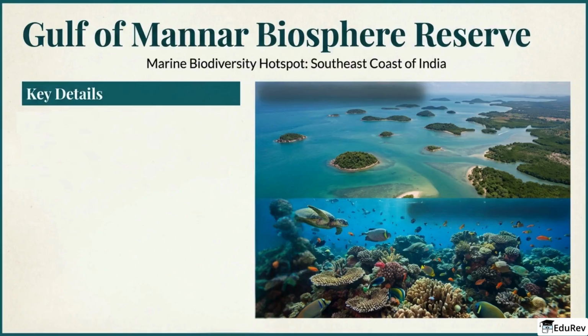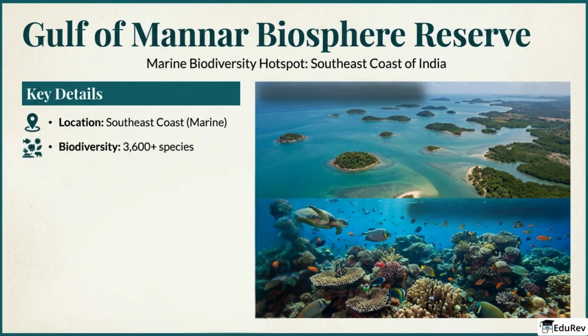Now the marine example. Gulf of Mannar Biosphere Reserve. This is a marine biodiversity hotspot on the southeast coast of India. The biodiversity figure given here is huge: 3,600 plus species. The reserve includes 21 islands and coastal habitats, and it is known for rich coral reef ecosystems.